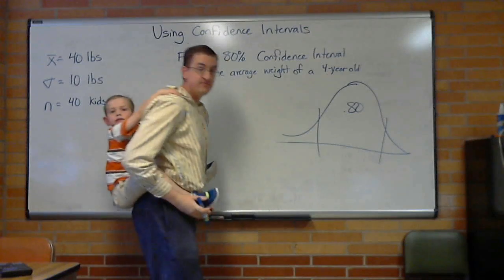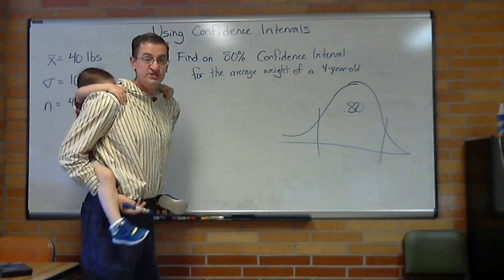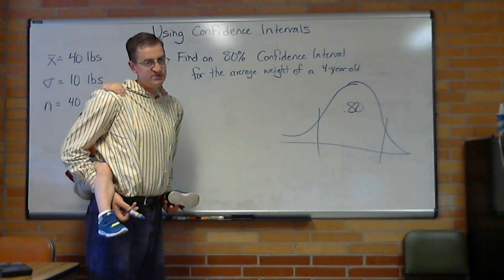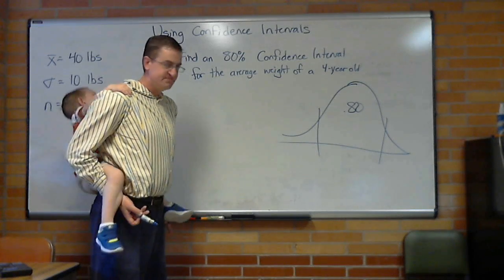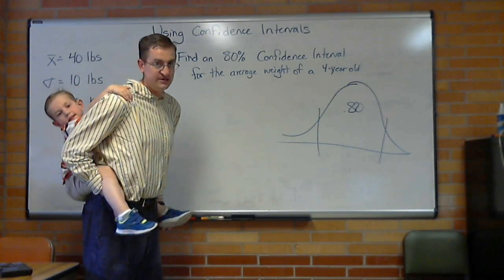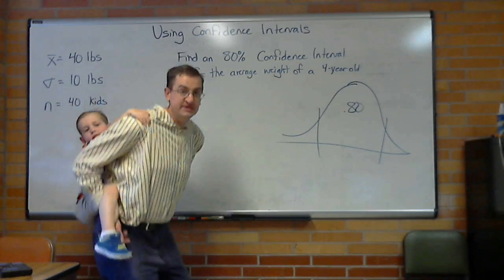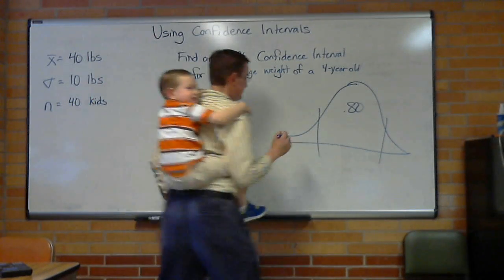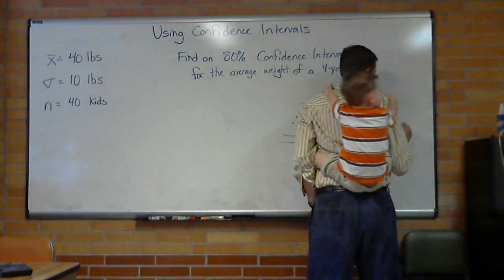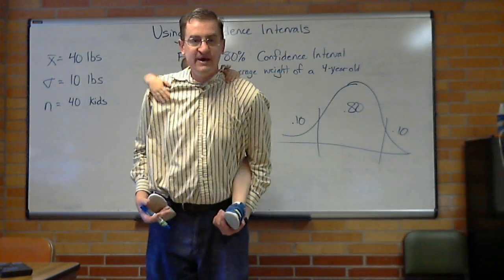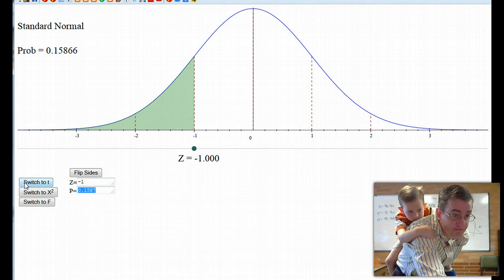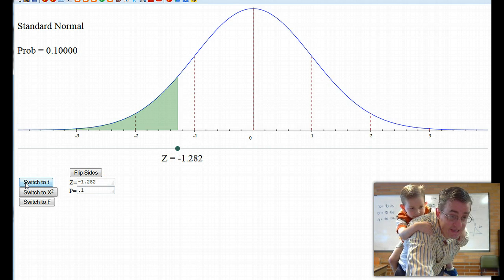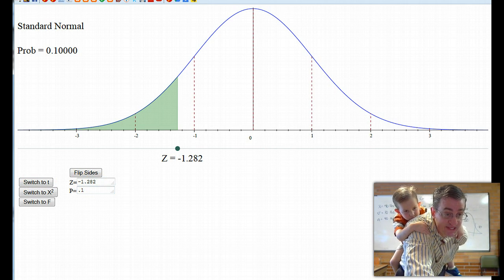middle. If I want 80% in the middle, how much is in each tail? Don't say 20%, because 20% plus 80% plus another 20% would be more than 100%. I need half of 20% in each tail, which is going to be 10% here and 10% there. Okay, so 10% is what I want to put in right there, and I get a z-score of 1.282.